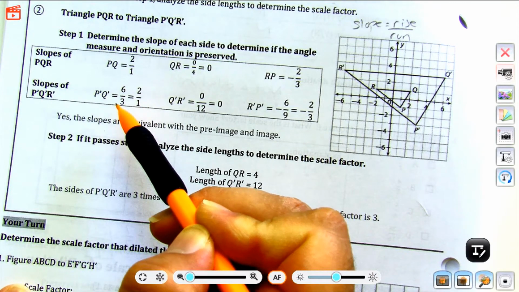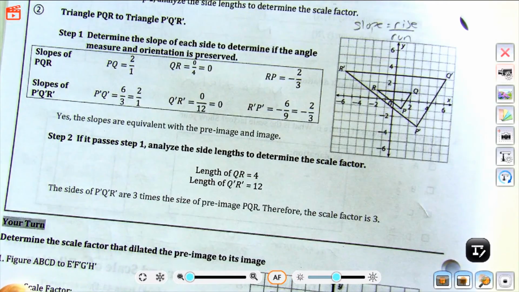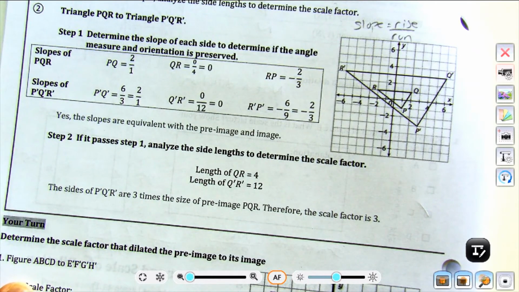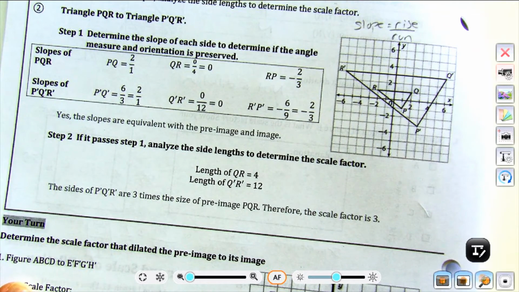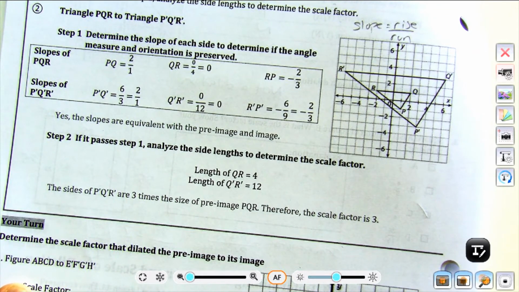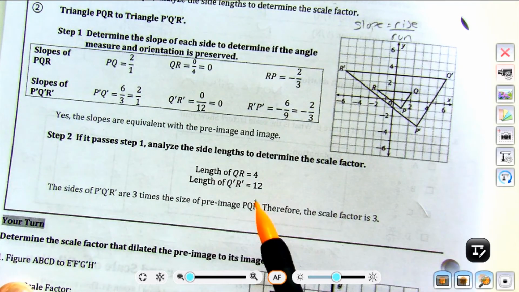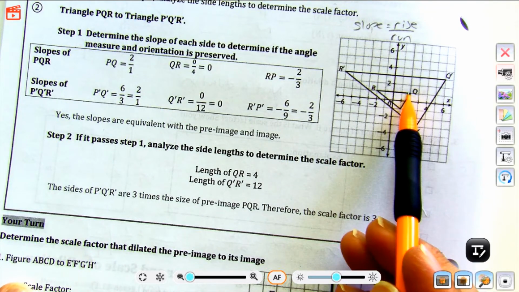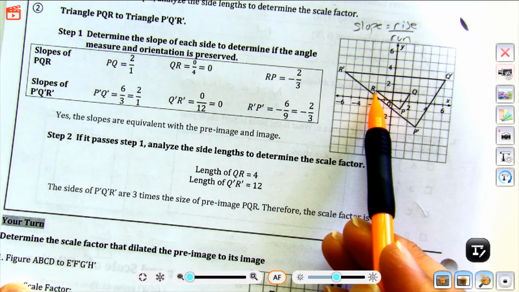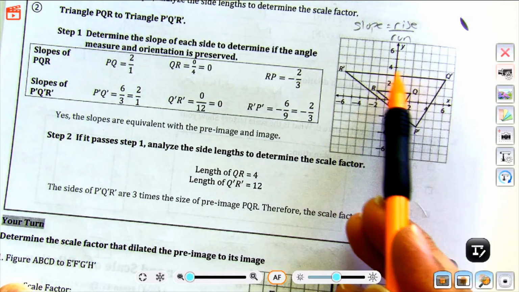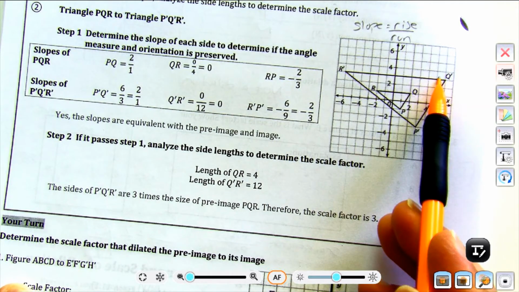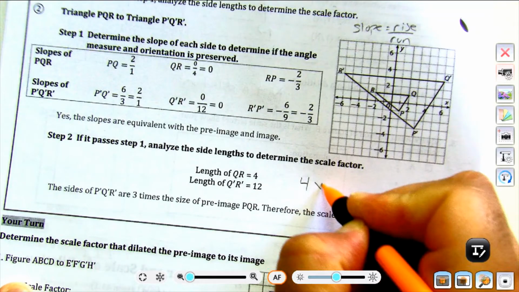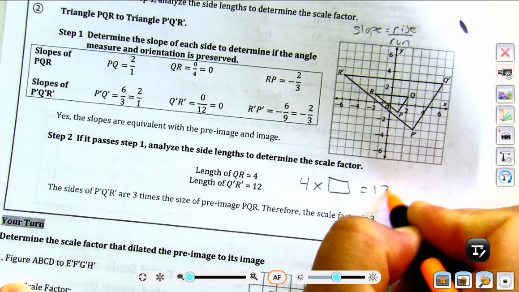After you check to see if the slopes are equivalent, then we could go to step 2 and identify the scale factor. So let's look at the length of QR. The length of QR is 4. The length of Q prime R prime is 12. What is the multiplier to get from 4 to 12? So 4 times what number is equal to 12? And that is 3. So this is the scale factor.